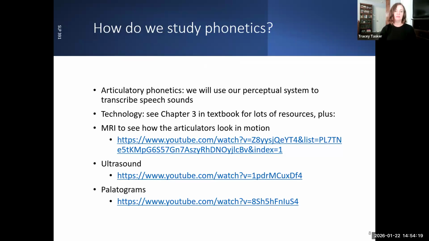Simple. So how are we studying phonetics? We are really looking at articulatory phonetics. Other ways that we can study phonetics is using technology. We're not going to talk about that until we get to chapter 3. But here's some examples if you're interested in how technology is used to study how sounds are made. And you can look at that if you'd like.